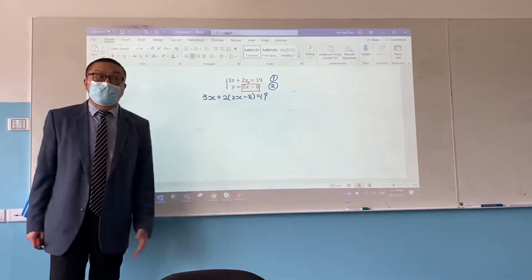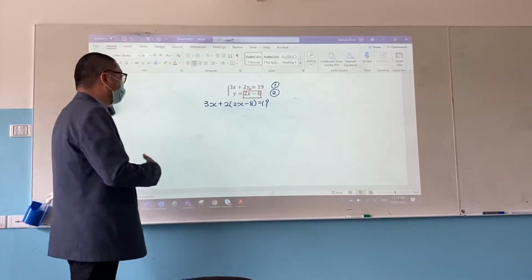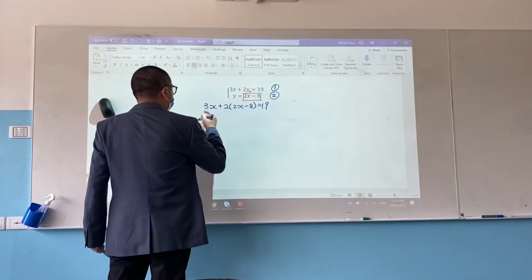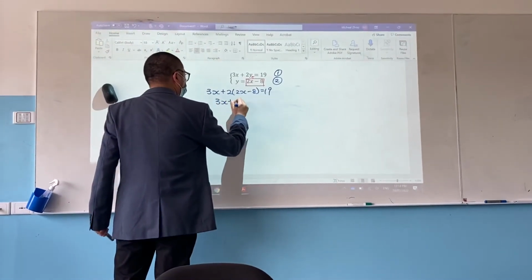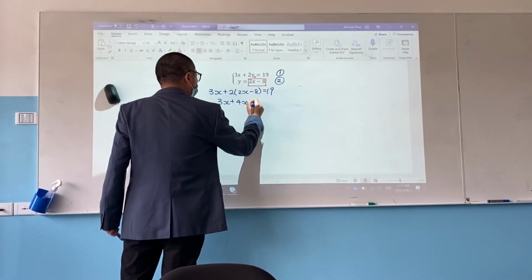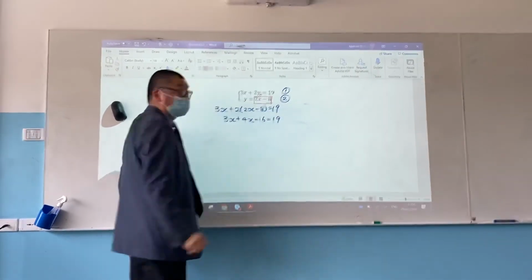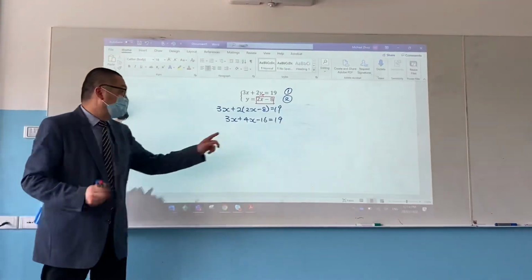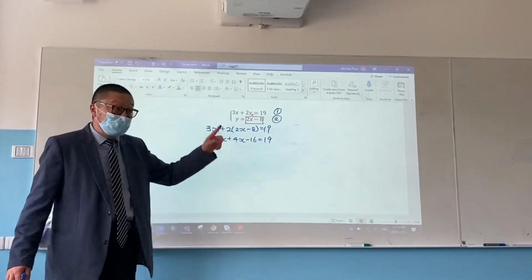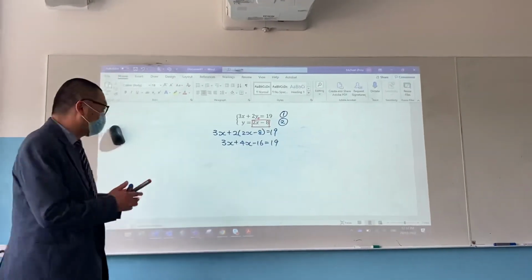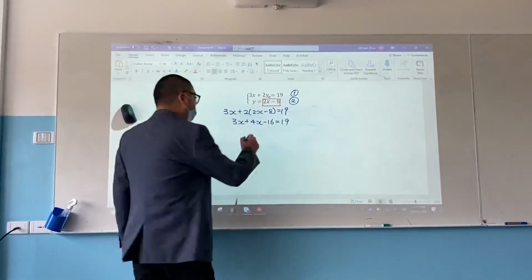What do you do from here? Everybody should be comfortable by now with this sort of thing. Joe? I times everything in the brackets by 2. Okay, can you tell me from the beginning? So it becomes 3x plus 4x, oh, 4x needs to be in brackets, but minus 16. Perfect. This one doesn't need a bracket because I'm plusing the number. If it's negative, then yes, must have a bracket. Good. 3x plus 4x is 7x.